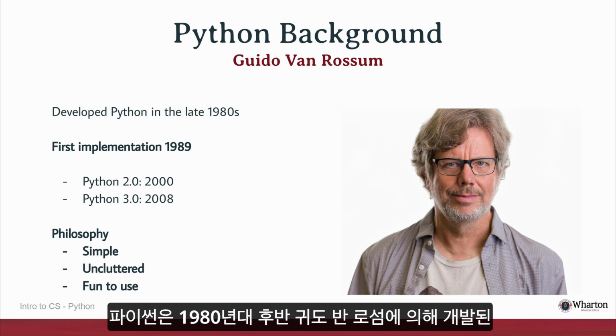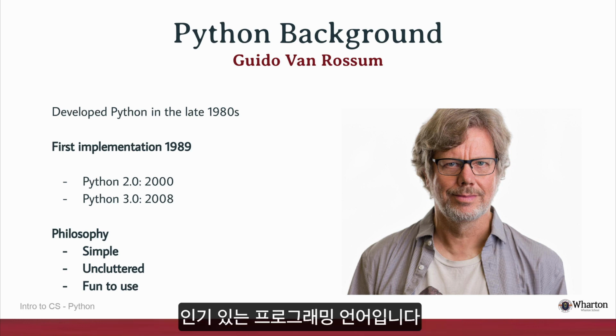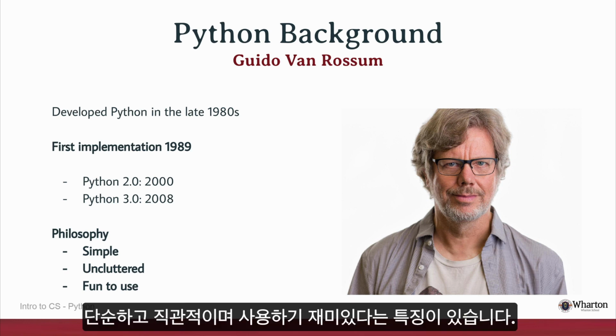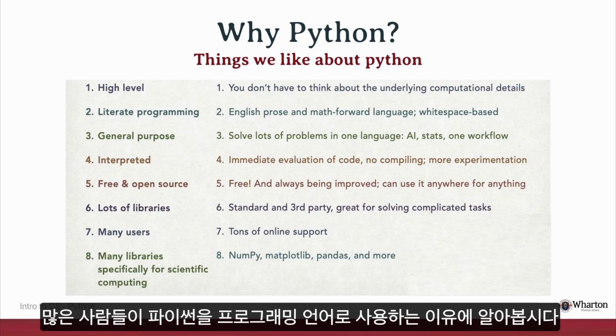Python is a popular programming language developed by Guido van Rossum in the late 1980s. It is known as simple, uncluttered, meaning not filled with unnecessary functions, and fun to use. Let's discuss more on why many people use Python as a programming language.